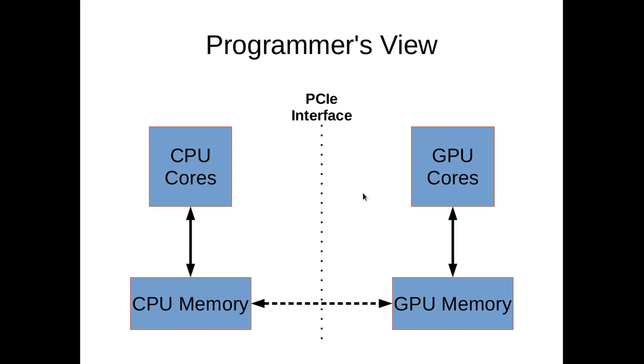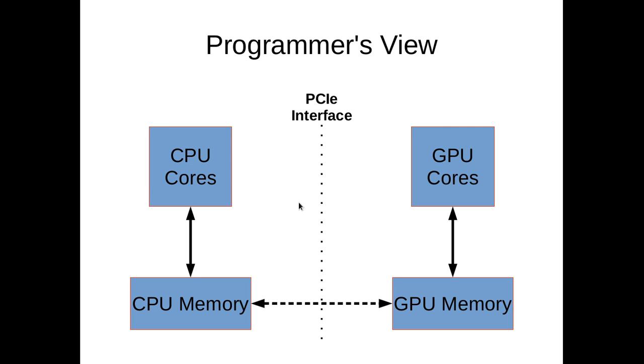But now we have added one more device, which is my GPU, which has its own cores and its own memory. So now I have my CPU with CPU memory and my GPU with GPU memory. This device is connected using the PCI Express interface. If I want to transfer some data from CPU memory to GPU memory, I have to pass it through the PCI Express interface.